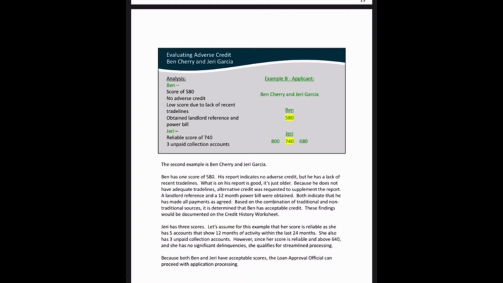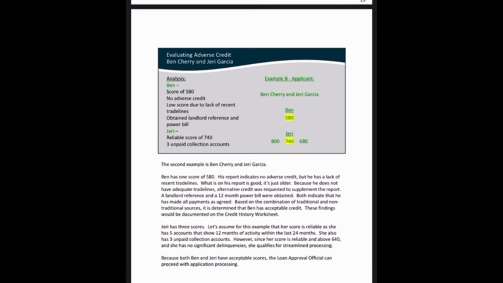And so what they did was they got alternative sources because he didn't have any trade lines reporting on his credit. So a landlord reference and a 12-month power bill were obtained. Both indicate that the payments were made as agreed. So his score is validated. He has a valid credit score, even though his score is under a 640.